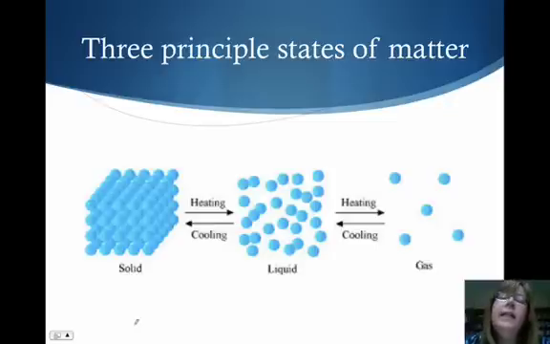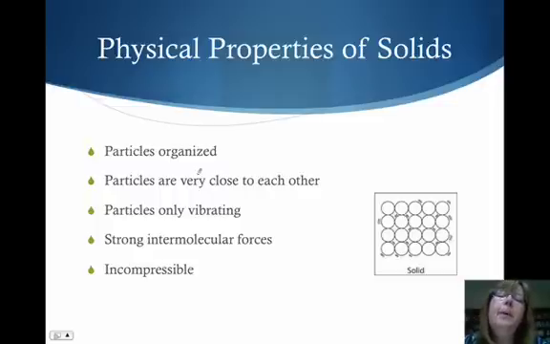So we're going to look in detail at the different physical properties of solids. See, here's a solid, and then if you heat it up you can get a liquid. Heat it farther, you can get a gas, or if you cool things down you can go from a gas to a liquid, and then cooling even more will give you the solid. So let's talk about the principal physical properties of solids.